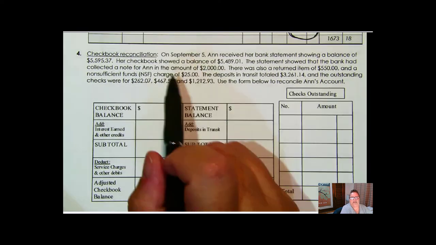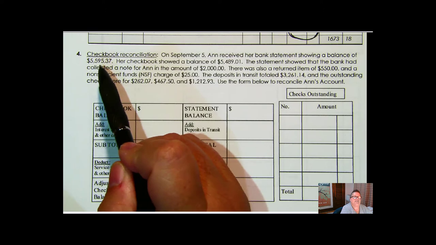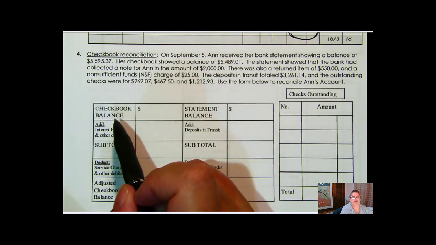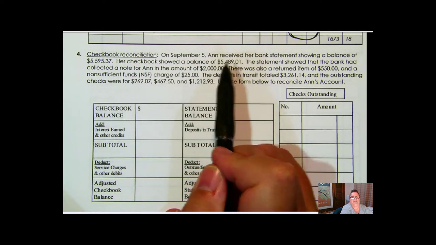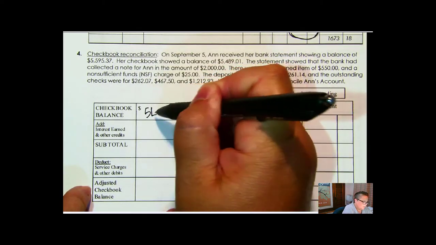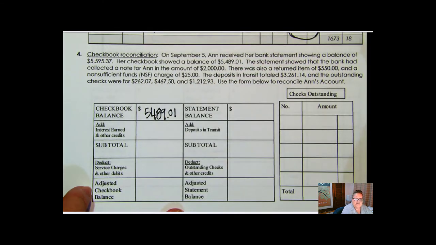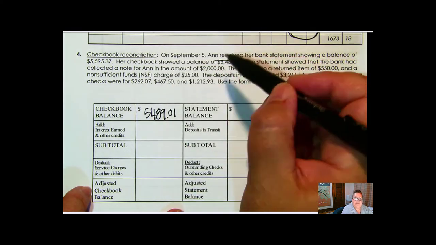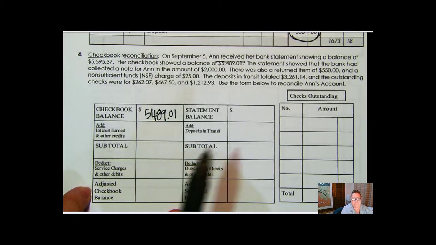All right. We'll begin with this reading. On September 5th, bank statement shows a balance of $5,595.37. That is not the checkbook balance, that is the statement balance. Her checkbook showed a balance of $5,489.01. So the checkbook balance of $5,489.01 goes here where it says checkbook balance. I'm going to draw a light line through that. That lets me know that I've used that information and I do not need to refer to it again.